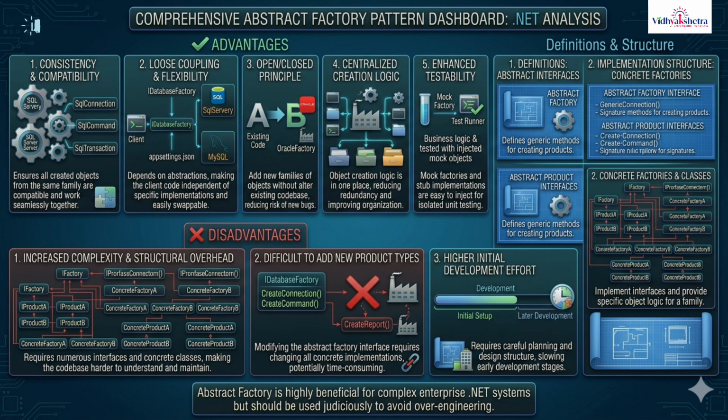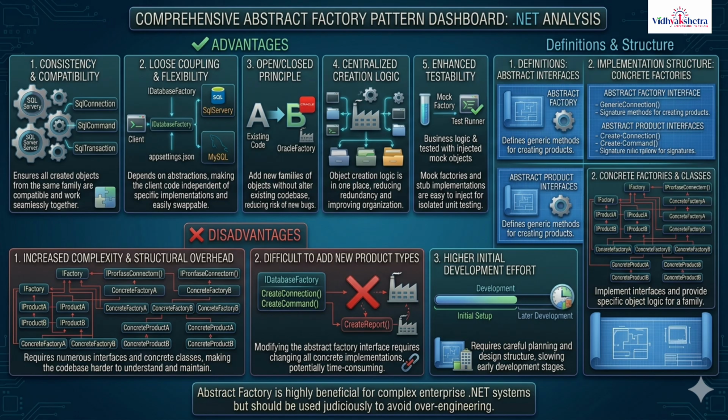Since the application relies on abstractions, developers can easily inject mock factories or stub implementations during unit testing. This allows testing of business logic independently of actual external dependencies like databases or third-party services, leading to more reliable and maintainable code. However, despite these advantages, the abstract factory pattern also has some drawbacks.